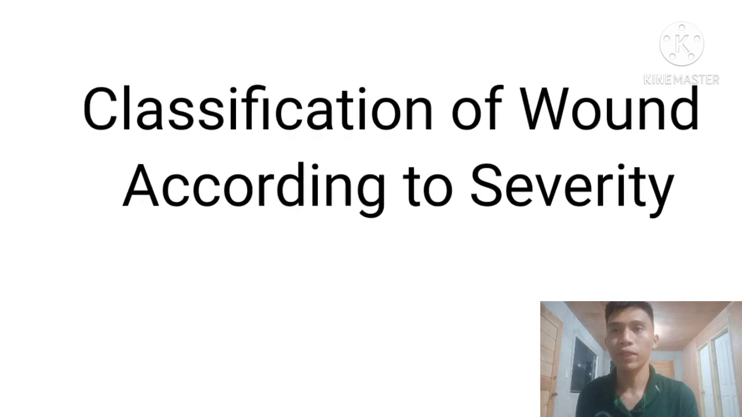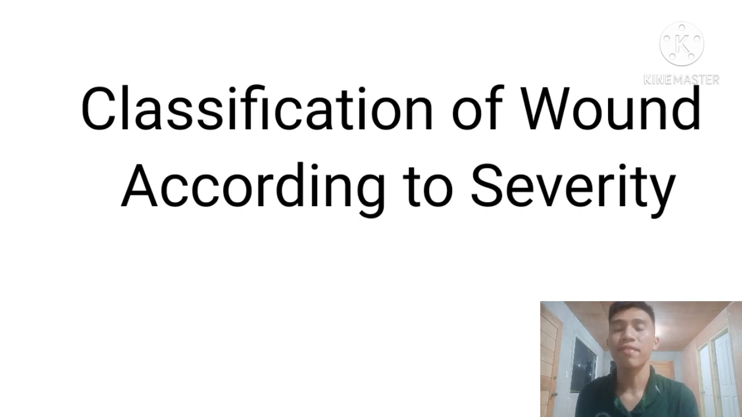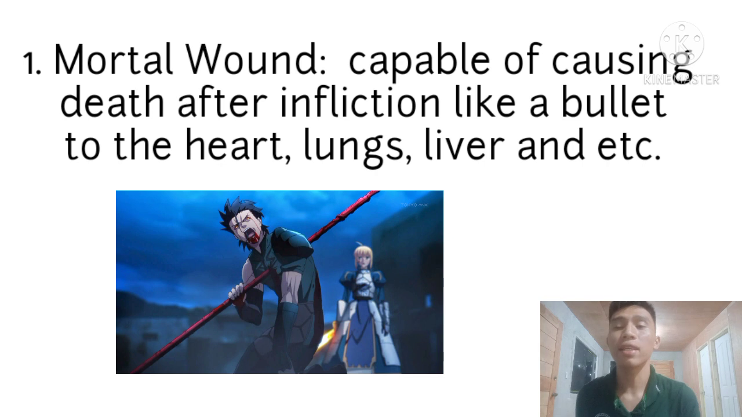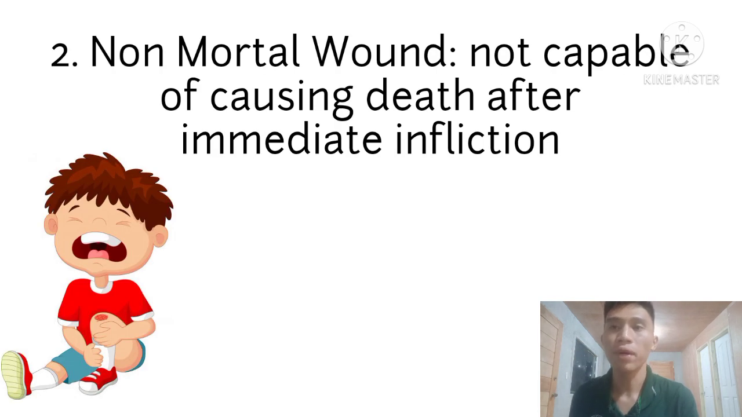And now, let's proceed to the classification of wounds according to severity. When we say severity, it is the state of being severe. So we have the mortal wound and the non-mortal wound. A mortal wound is capable of causing death after infliction. For example, a bullet straight to the heart, lungs, liver, and etc. The other one is the non-mortal wound, which is the opposite of the mortal wound, not capable of causing death immediately after the infliction.